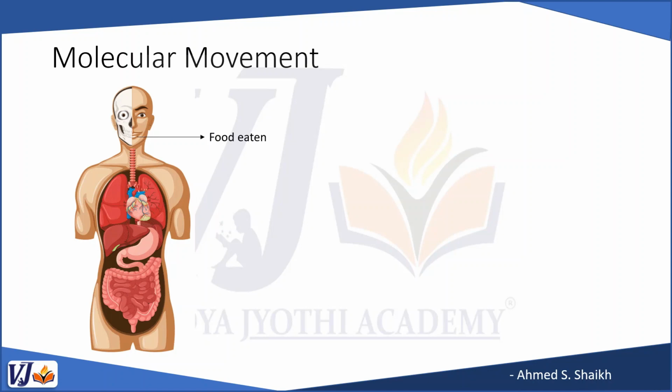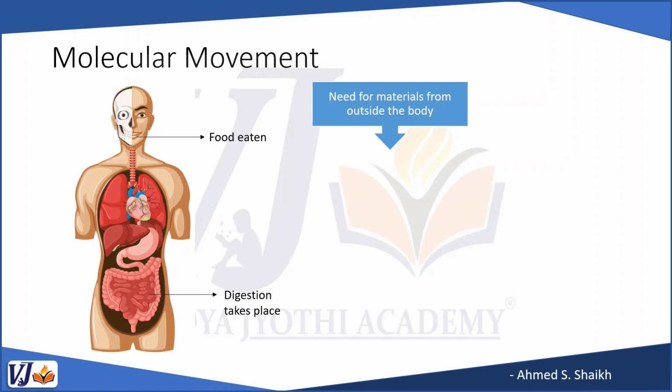The food that we eat is digested completely in the intestine. The complex molecules present in the food are broken down into simple ones so that they can be used by the cells for producing energy as well as for growth. Now the thing is that for energy, our body needs a kind of external resource which has to enter into our body. So this is the need for materials from outside the body. And the process which is involved in this activity is nutrition.